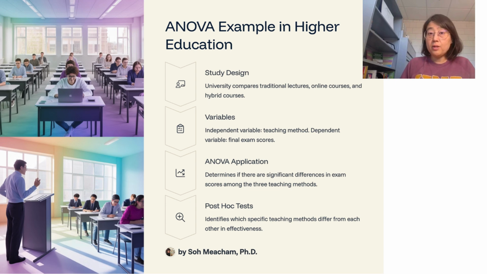In higher education, a similar approach can be used to compare different teaching methods. For instance, a university might want to compare the effectiveness of traditional lectures, online courses, and hybrid courses. Students are randomly assigned to one of these methods, and their final exam scores are measured. Again, the independent variable is the type of teaching method, and the dependent variable is the exam score. ANOVA would help determine if there are significant differences in exam scores among the three teaching methods, and post hoc tests would identify the specific differences.